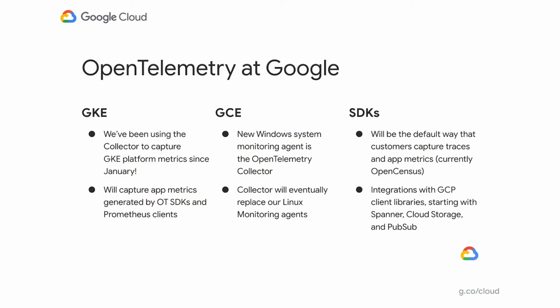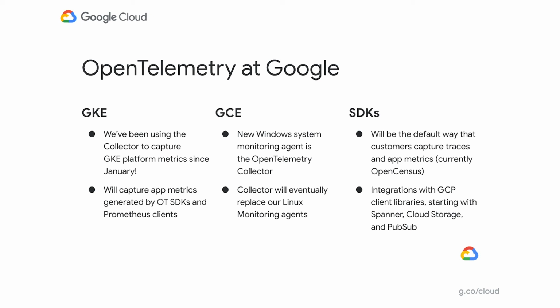Starting back in January, we actually deployed the OpenTelemetry collector into instances of Google Kubernetes Engine versions 1.16 and above. The OpenTelemetry collector since then has formed the backbone of the metrics pipeline inside of GKE and replaced a number of deprecated components like Heapster. Similarly, we'll be using OpenTelemetry for Cloud Ops customers, particularly Cloud Monitoring and Cloud Trace, to replace the existing OpenCensus-based SDKs that they use to capture application metrics, custom metrics, and distributed traces.